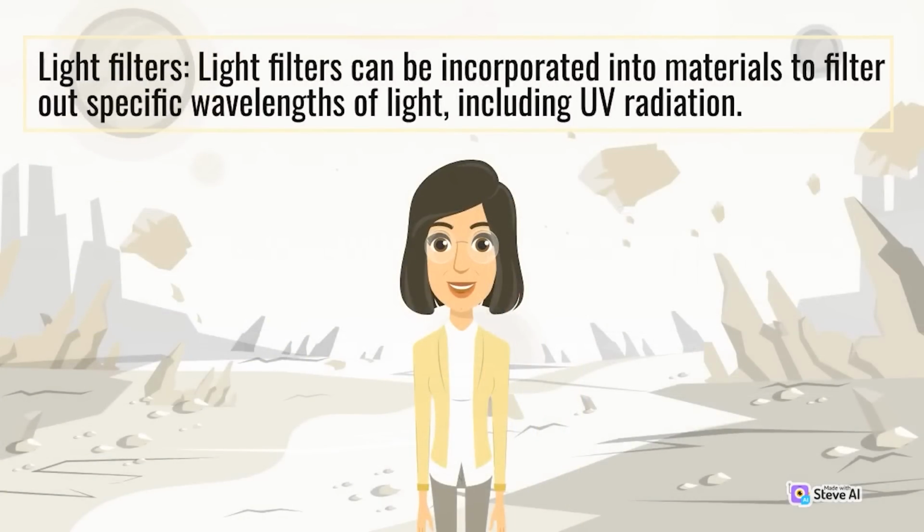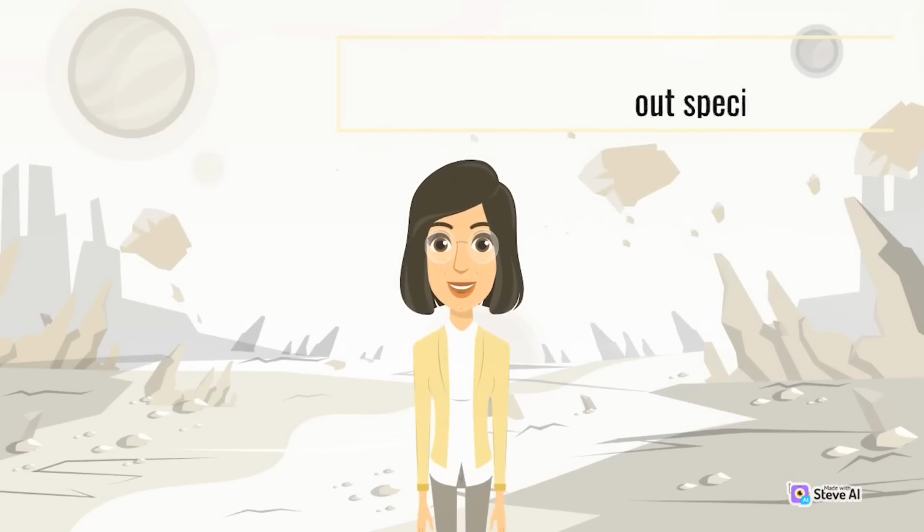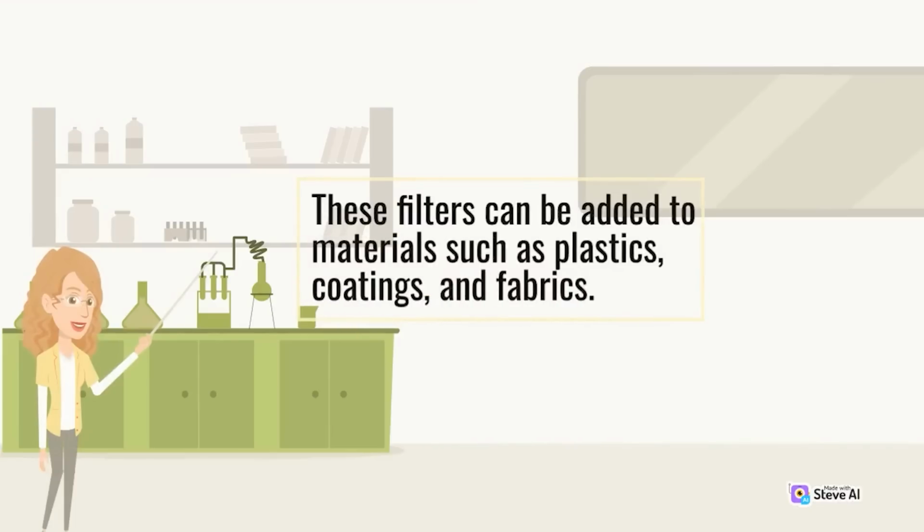Light filters. Light filters can be incorporated into materials to filter out specific wavelengths of light, including UV radiation. These filters can be added to materials such as plastics, coatings, and fabrics.